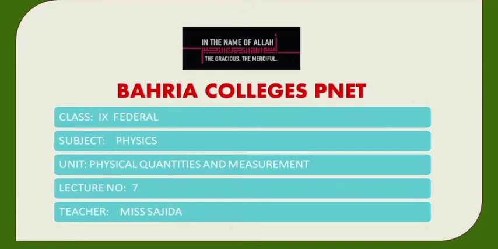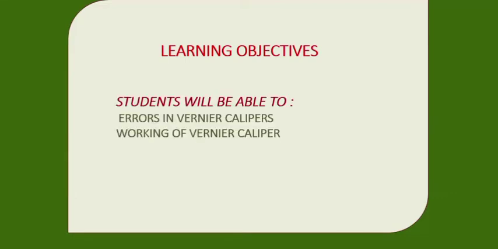Our previous video was on the introduction of the vernier caliper. Now revise quickly. There are two scales in the vernier caliper, the main scale and the vernier scale, and the least count of the vernier caliper is 0.1 millimeter or 0.01 centimeter. Our today's learning objectives are: after this video, the student will be able to understand error in the vernier caliper and the working of the vernier caliper.